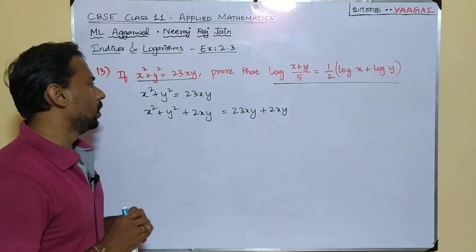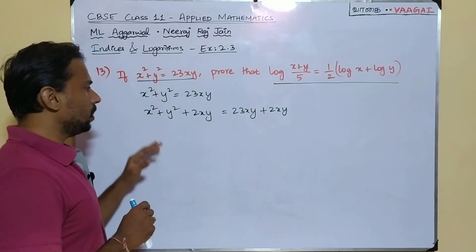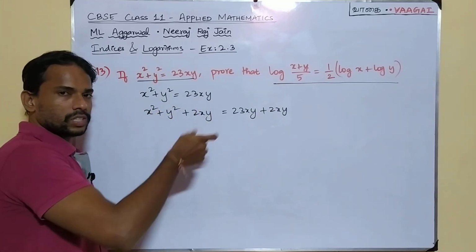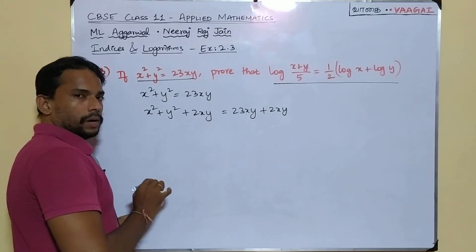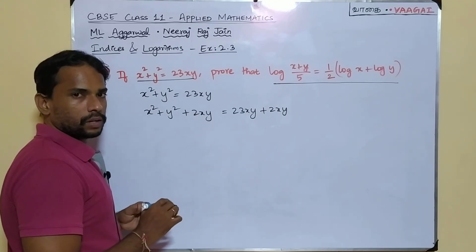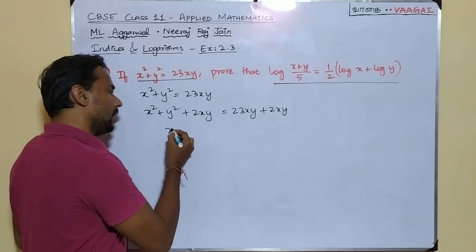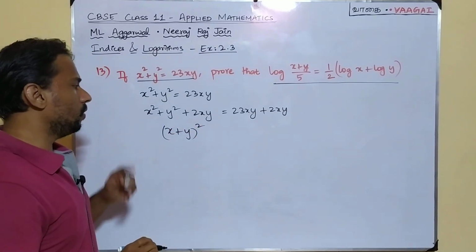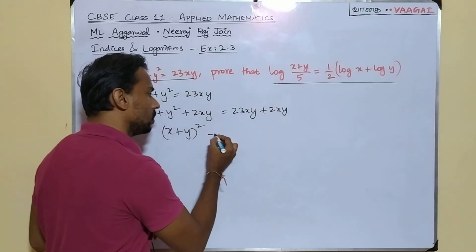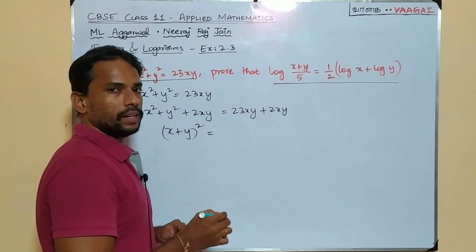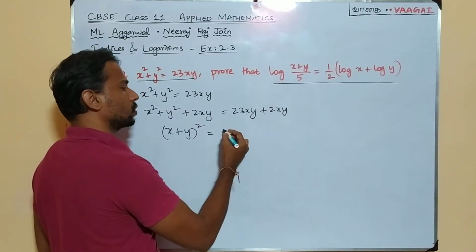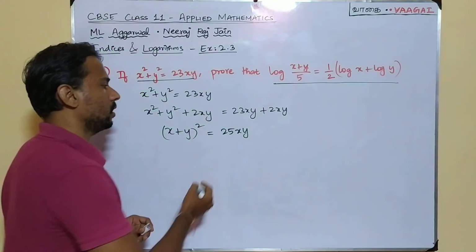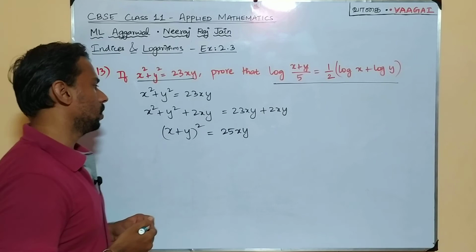Okay, fine. Now if you see the left hand side, what do we have here? Here we have x square plus y square plus 2xy, which is nothing but the expansion of what algebraic expression? This is going to be x plus y the whole square. Is it or not? Fine. So all we have is x plus y the whole square is equal to. Now come to the right hand side. Right hand side we have 23xy plus 2xy. So we have 25xy.